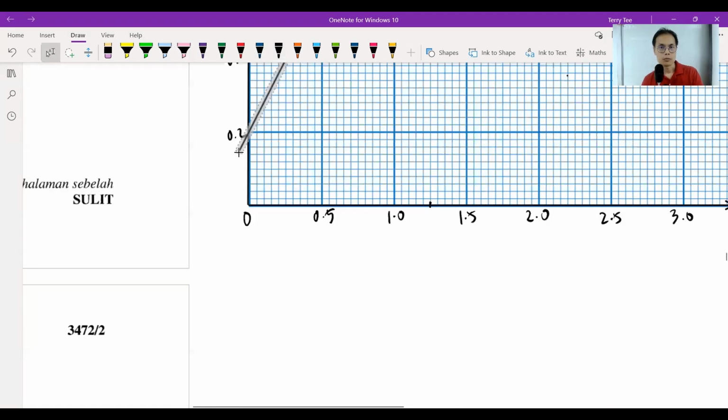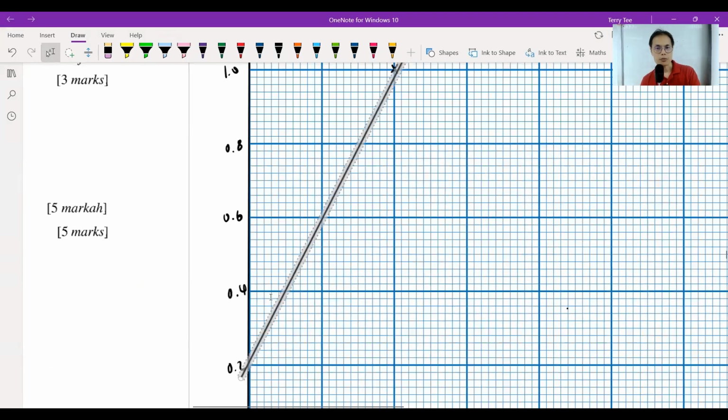So up a bit, this is 0.1. If you want the most accurate answer, use 0.21. Yeah, this is 0.21. If you use 0.2, I think it's still fine. It's not too far away, right? Yeah, 0.2 is still fine.